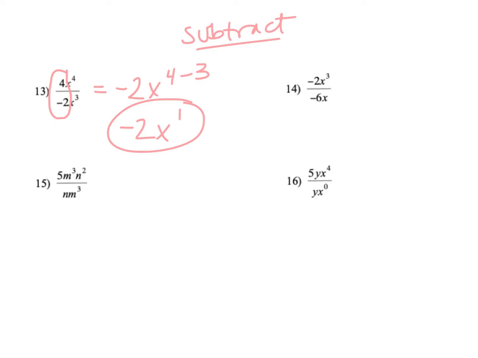For the next one, these bases are not the same, but I can simplify that. I can do a negative and a negative is a positive, and then 2 over 6 can simplify or reduce to 1/3. And then I'm going to keep the same bases and subtract the exponents. Remember, when there isn't an exponent, that's an invisible 1. So I get 1/3 and then x to the second power.